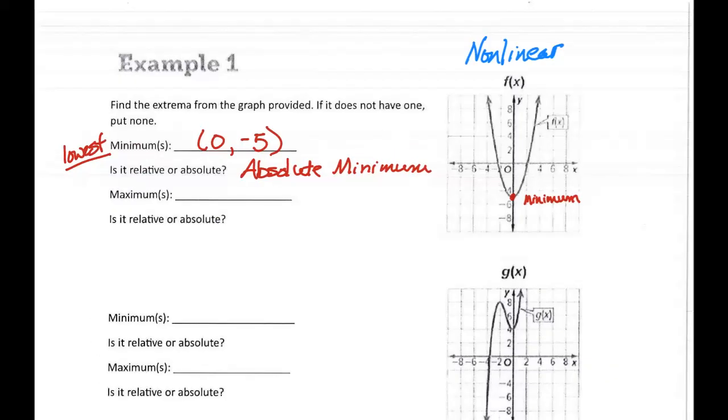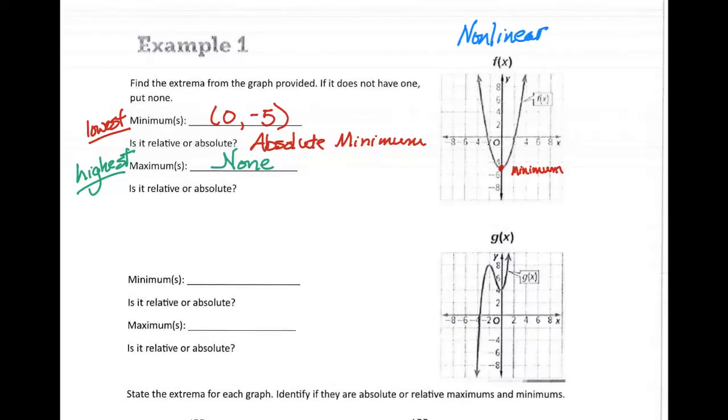Okay? Maximum. Do I have a highest single point for this graph? No. So there is none. And if there is none, then I can't label it as a maximum, relative or absolute, because there is none. Questions on that?